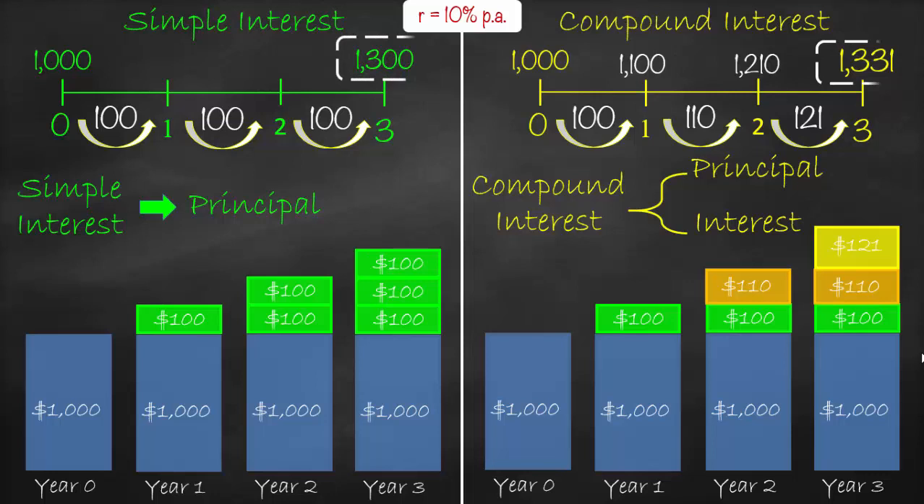Therefore, the future value of compound interest will always be higher compared to simple interest. Why? Because with compounding, we receive interest on interest as well as interest on principal in the case of compound interest. While for simple interest, we receive interest on principal only.